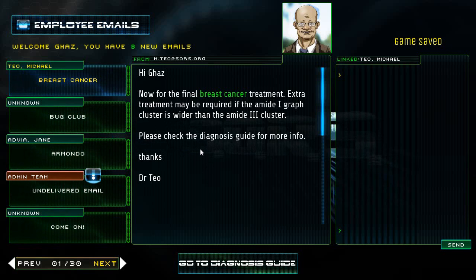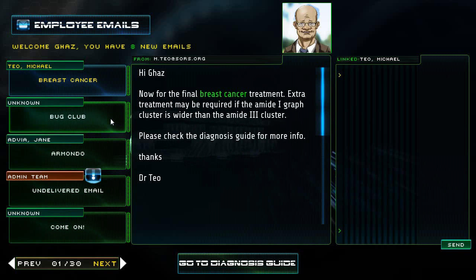Now for the final breast cancer treatment. Great. Extra treatment may be required if the amide-1 graph is wider than the amide... Are you kidding me? Please check the diagnosis guide for more information.